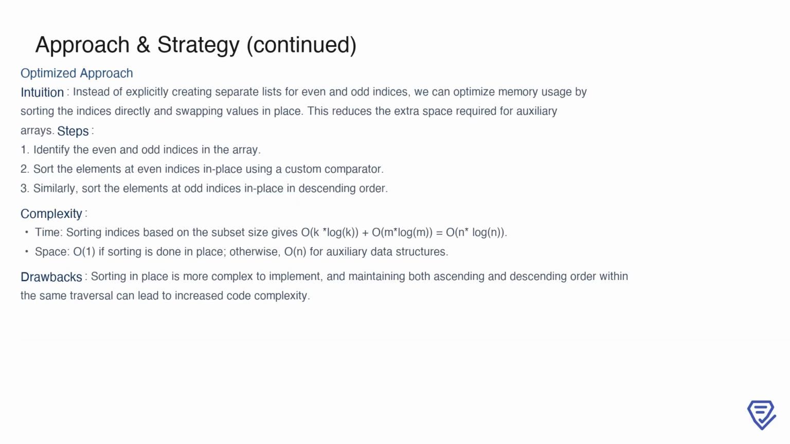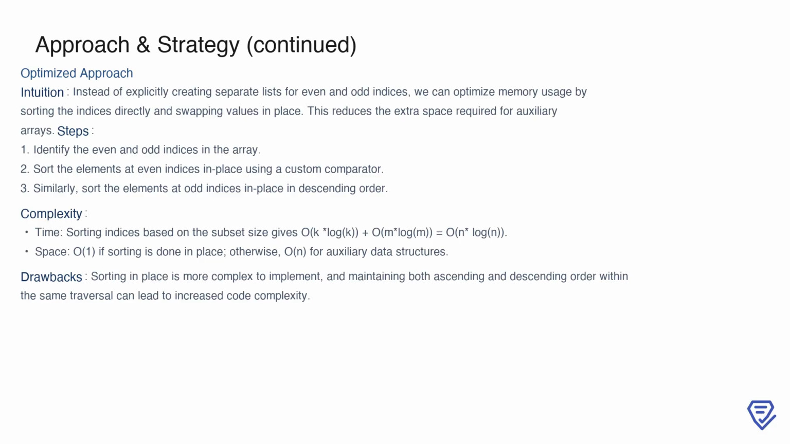To address the limitations of the brute force approach, we can optimize the solution by avoiding the creation of auxiliary lists. Instead, we can sort the values at even and odd indices directly within the original array. This is achieved by identifying the even and odd indices, and then sorting the corresponding values in place. Specifically, the even-indexed elements are sorted in ascending order, while the odd-indexed elements are sorted in descending order. This reduces the additional space usage, as we no longer need to store separate lists.